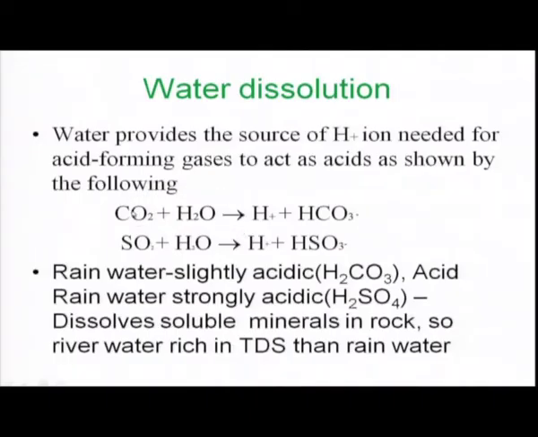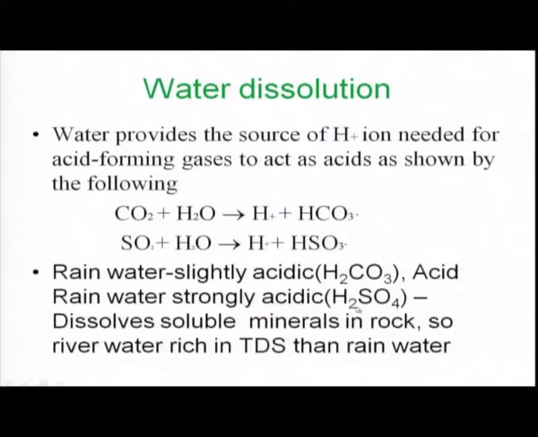As per this equation, carbon dioxide dissolves in water forming carbonic acid. Similarly, sulfur dioxide dissolves in water forming sulfuric acid. So, rainwater is slightly acidic because of the dissolution of carbon dioxide; it can bring the pH down to 5.6. That is also responsible for the dissolution of mineral materials originally present in the rock. And acid rain, where we already discussed sulfuric acid, is strongly acidic rainwater.